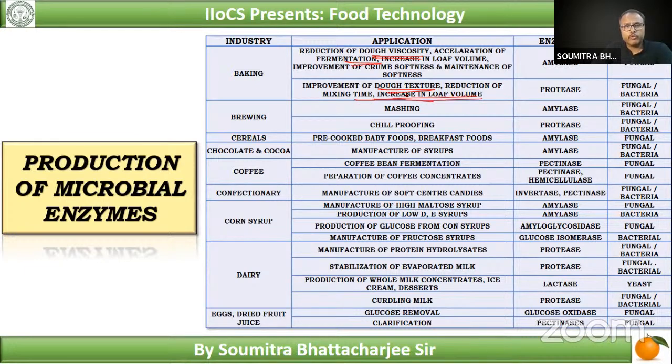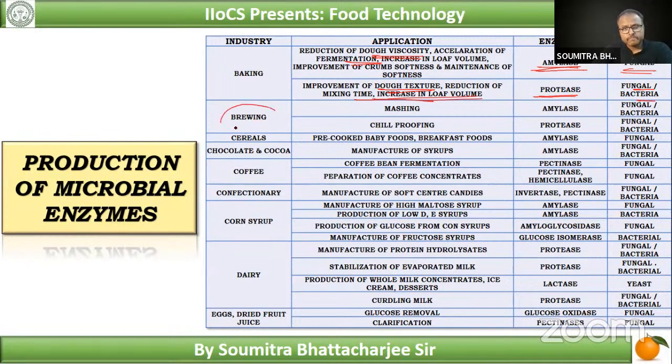In order to improve the dough texture, protease enzyme is required, and in order to reduce the dough viscosity, amylase enzyme is required. Amylase enzyme extraction can be done from fungal resources, and protease enzyme can be extracted from either fungal or bacterial resources.